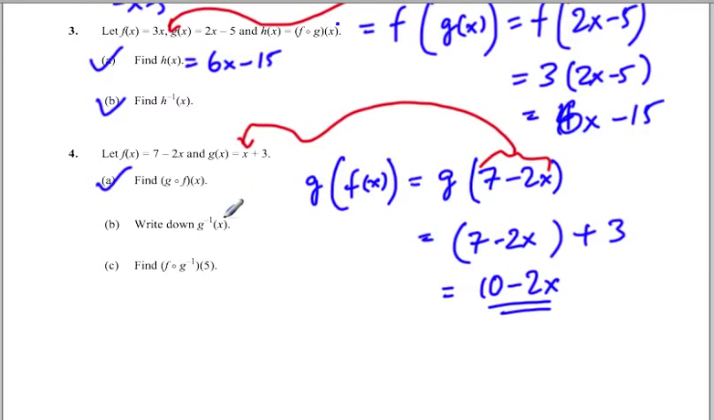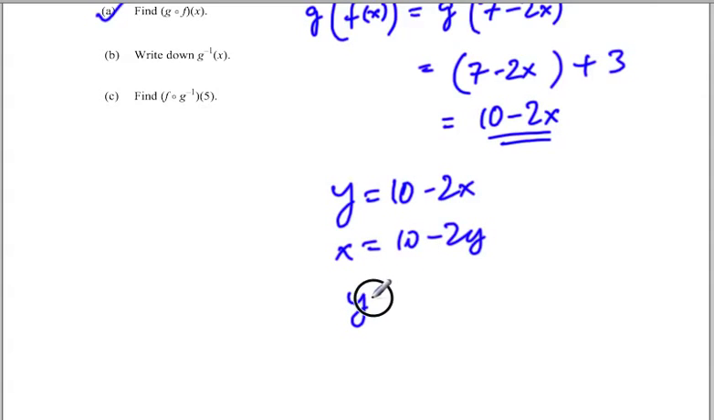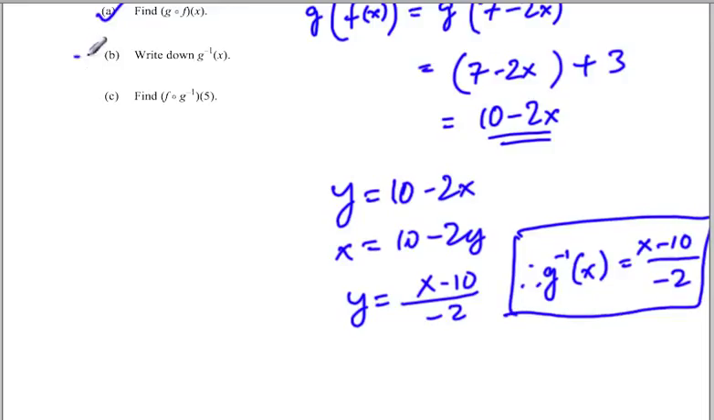Now write down the inverse of g of x. So basically, y equals 10 minus 2x. If you want to find the inverse, just switch them. So x equals 10 minus 2y. And then if you want to solve for y, I'm just going to do this really fast. It's going to be x minus 10 divided by negative 2. So our final answer is g inverse of x is equal to x minus 10 divided by negative 2. And so that's the solution for this one.